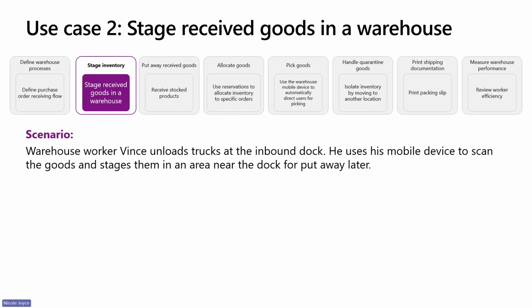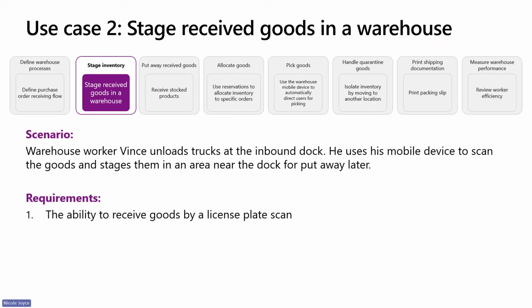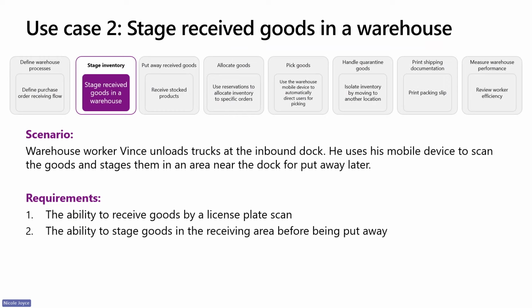So our scenario here is that we now have a warehouse worker, Vince. He unloads the trucks at the receiving dock. He uses his mobile device to scan the goods and stages them in an area near the dock for put away later. This is that two-step receiving process that the warehouse manager, Ellen, defined previously. So the requirements here are the ability to receive goods by scanning a license plate and the ability to stage goods in that receiving area before they're put away. So let's go through our demo here.